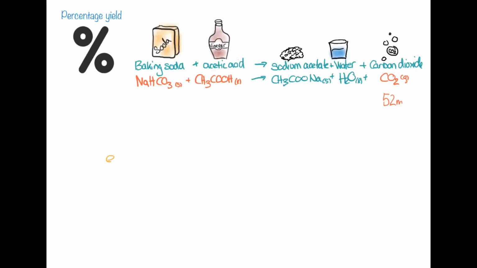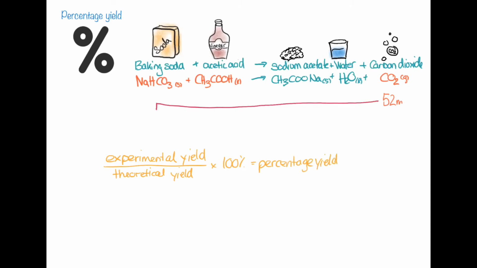To calculate the percentage yield, we need to take the experimental yield that we have just collected and divide that by the theoretical yield that we have previously calculated. We multiply that by 100% to get the percentage yield. So let's do that with our example. We're going to take 52 milliliters and divide that by the 1,135 milliliters that we have calculated, multiply that by 100%, which will give us 4.6%.